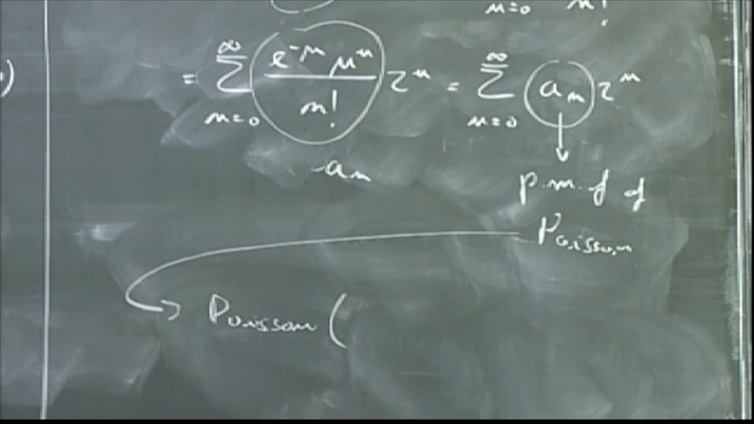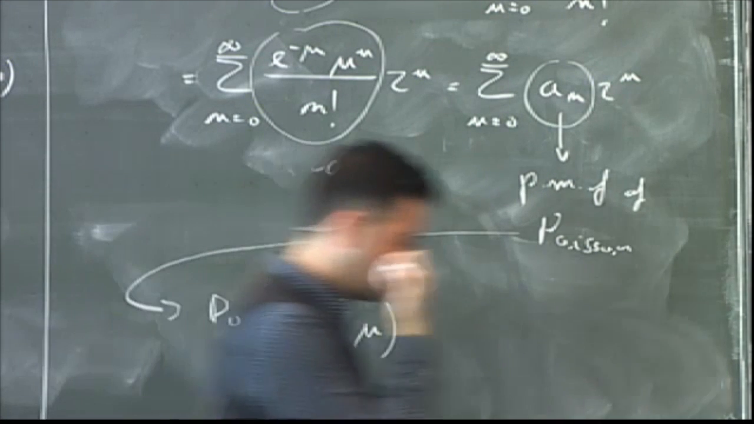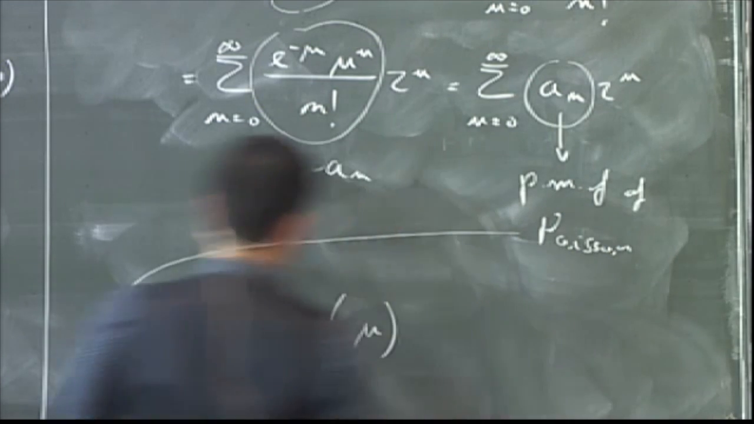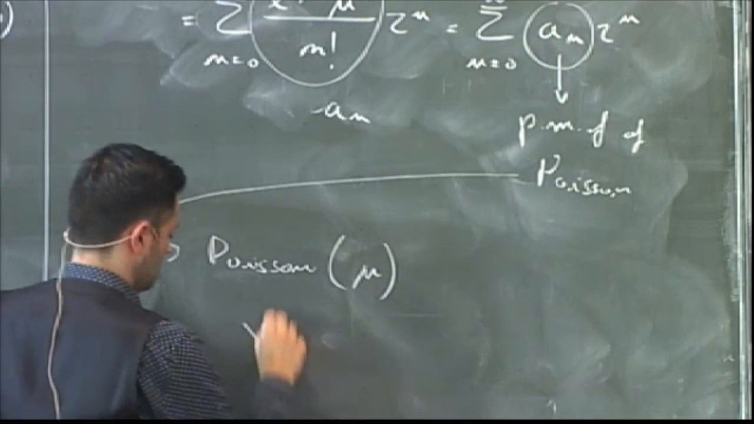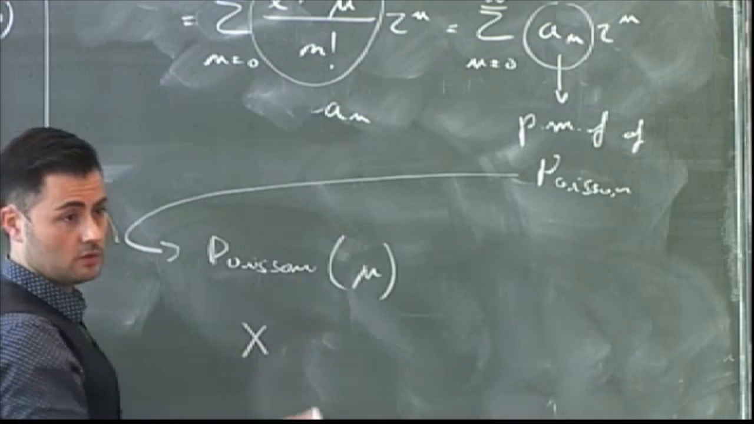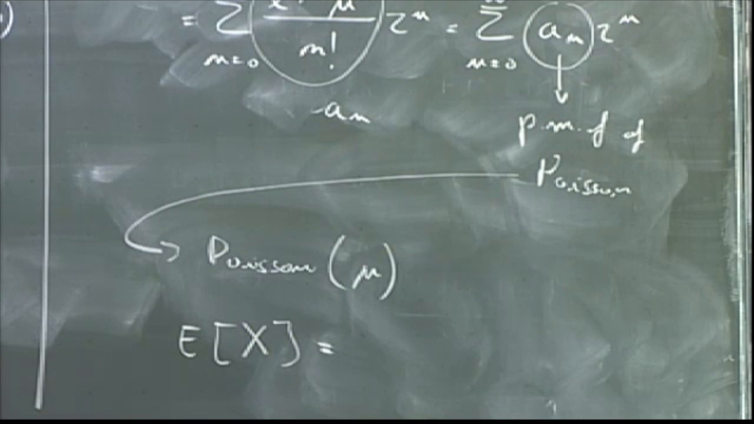So this is a Poisson of parameter mu, which is the expected number of defaults. What do we know now? Let's say that X is the number of defaults in the portfolio, okay? And this is our portfolio. What is the expected value of X? If it's Poisson, what is that? And what's the variance?